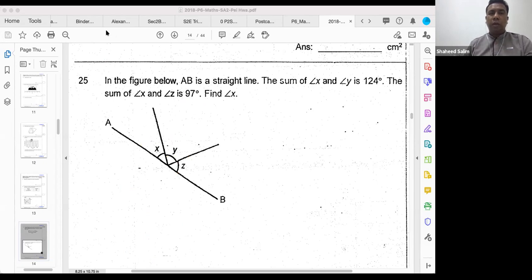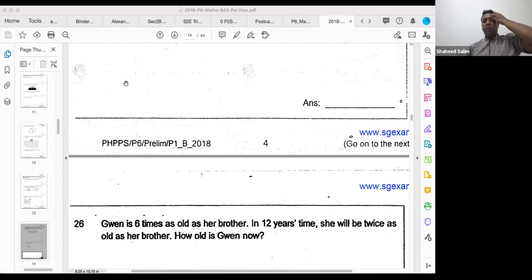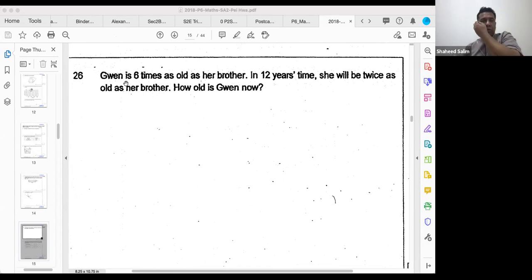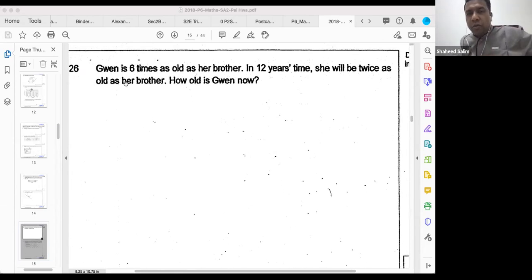Okay, now it's going to get a little bit tougher, maybe. This one now. Gwen is 6 times as old as her brother. Okay, you must think: what does not change? What does not change? I myself need to draw a model for this one. If I don't draw, I cannot solve.